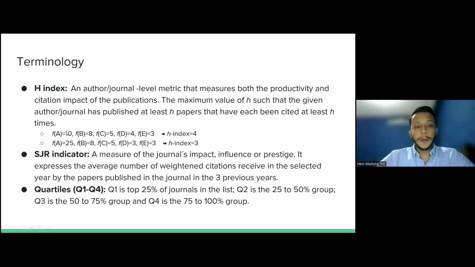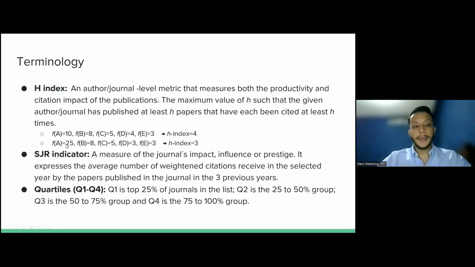If his first paper has 10 citations, the second one has 8, the third one has 5, and the fourth one has 4, this number exactly matches the position of that particular article. So his H-index will be 4.